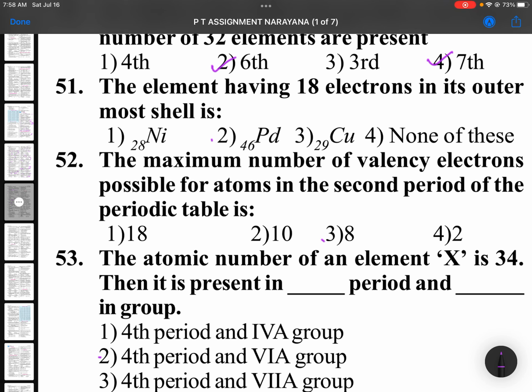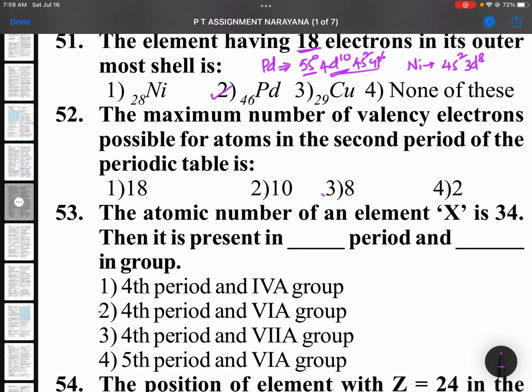The element having 18 electrons in its outermost shell is palladium. Nickel, palladium, platinum. Palladium is very special in its electronic configuration. Normally nickel has 4s2 3d8, but palladium has 5s0 4d10. That's why it is completely having 18 electrons. 4d10 5s0, so this is not valence. 4d10 4s2 4p6, all these are filled, so 18 electrons are there. Very special electronic configuration.